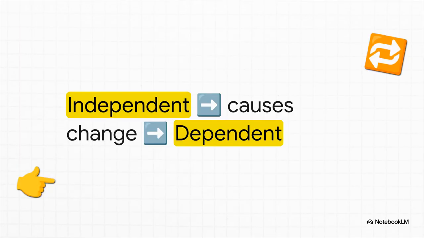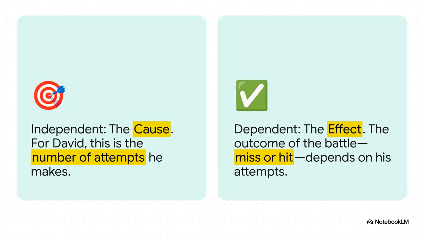So here it is, the big idea in a nutshell. The independent quantity causes a change in the dependent quantity. That's it. Cause leads to effect. Input leads to output. Once you really get this simple flow, everything else about data just starts to click into place. Let's lock this in by going back to the story. The number of attempts David makes, that's the independent quantity. That's the cause. And the outcome, miss, and then finally a hit, that's the dependent quantity. The effect depends on the cause.